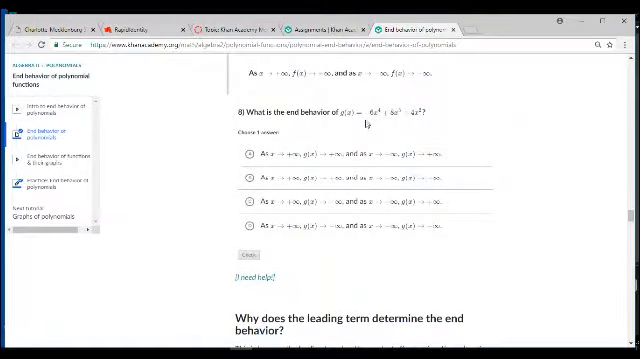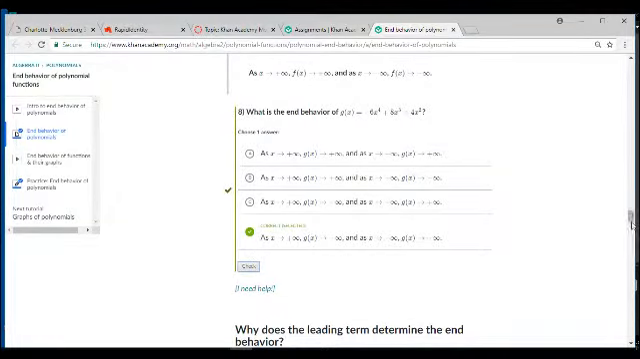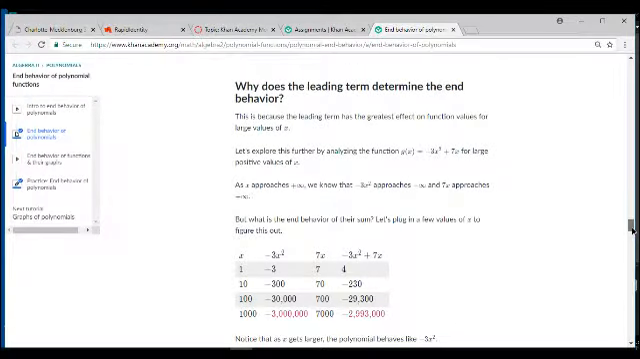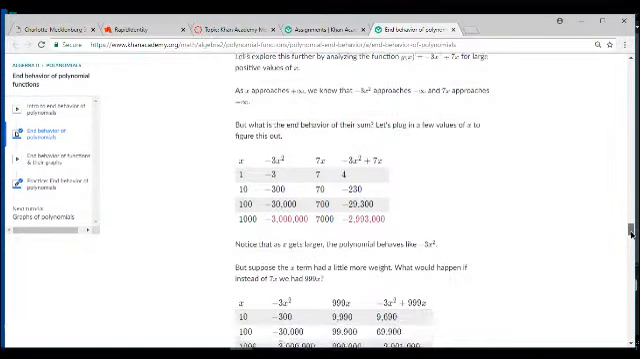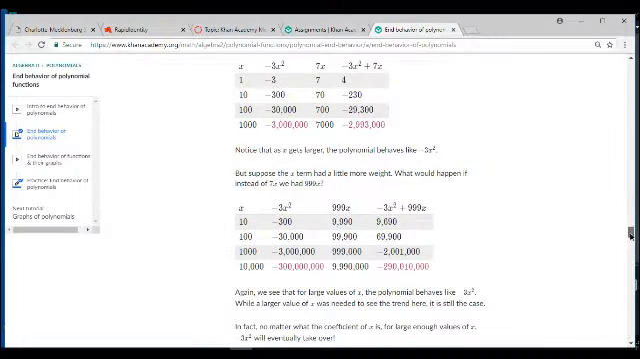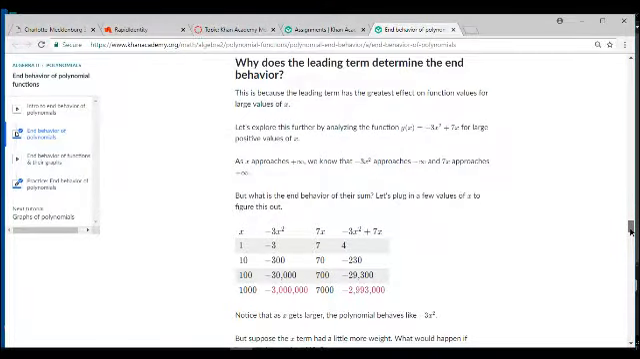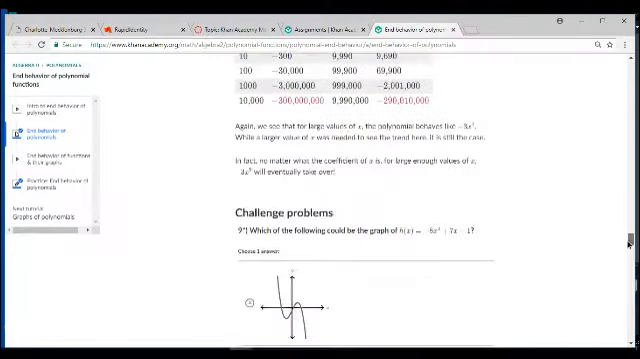Furthermore, for negative 6x to the 4th, this is going to be positive infinity, negative infinity, because this negative 6x to the 4th overpowers everything else. So the leading term affects end behavior because it just overpowers everything else. That's the best way to think about it.